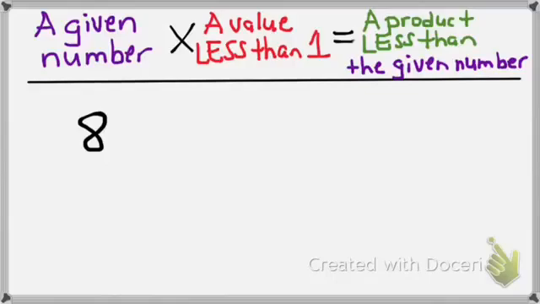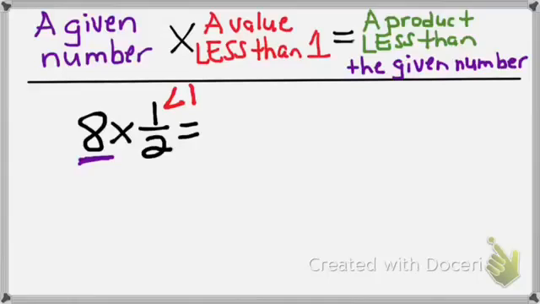So if my given number is 8, and I multiply that by 1/2, 8 is my given number, 1/2 is less than 1 because my numerator is less than my denominator. So my answer, my product, should be less than my given number. My product should be less than 8. Let's solve it and see if my product is less than 8.